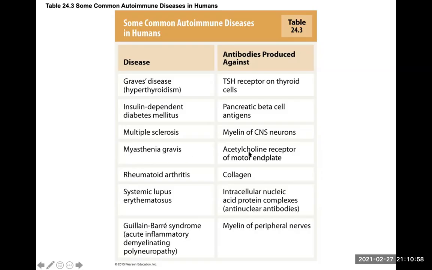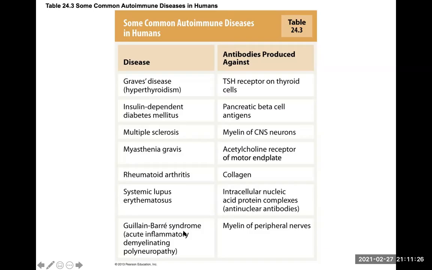Myasthenia gravis is where acetylcholine receptors are affected at the motor end plate. And we know that acetylcholine is super important because it binds and basically jumpstarts the contraction, so it would affect muscle movement. Rheumatoid arthritis is against collagen, most of the time in joints. Systemic lupus is against intracellular nucleic acid protein complexes.